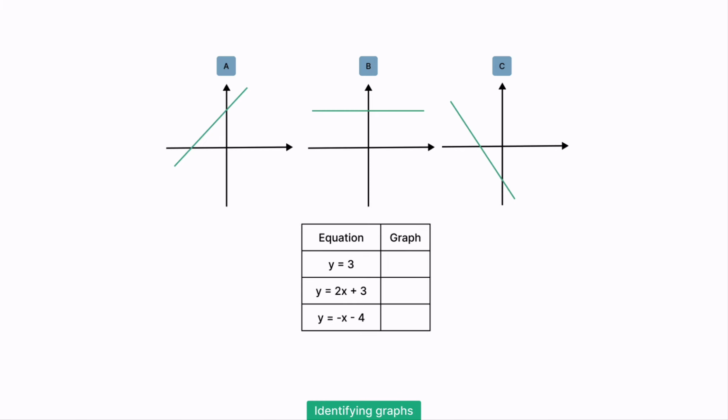So now I recommend you press pause and you have a go at this. So you're just matching up which letter goes with which graph, okay? And I'll go through it. So I'm going to go through it now.